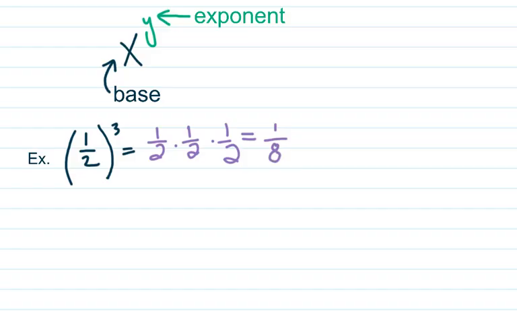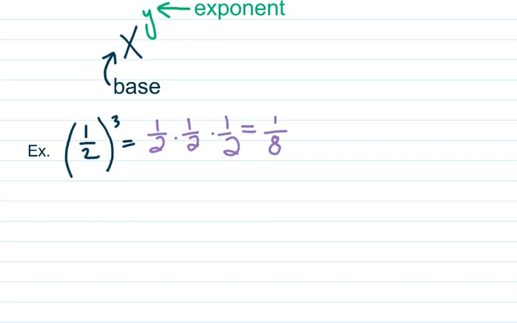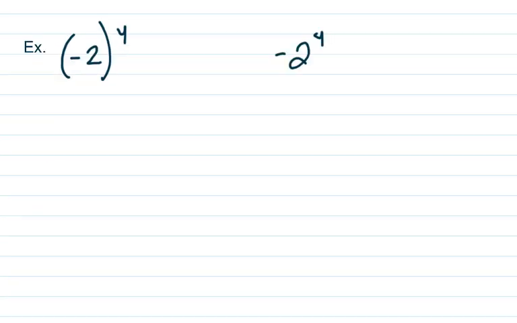Now I want to give you one more example with negatives before we move on to the actual properties we're going to talk about today. I want to talk about these ones with negatives really quick because they are different, and I want to show you why, so that you don't make any mistakes when we start using properties. The first one is -2 in parentheses to the 4th power. The next one is -2 to the 4th.